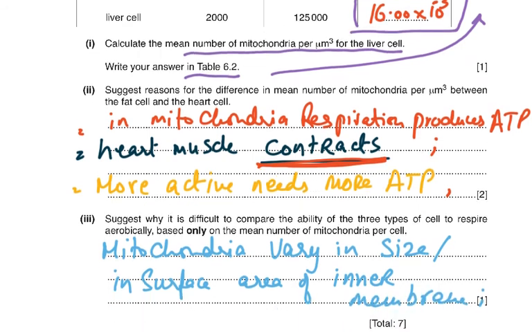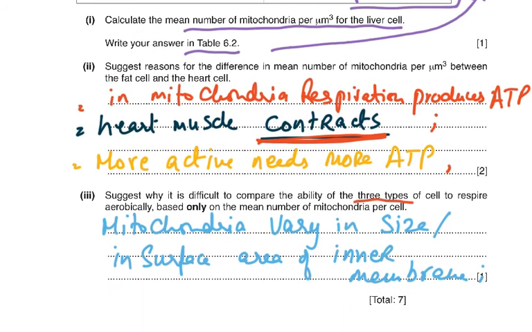Then it says, suggest why it is difficult to compare the ability of the three types of cells to respire aerobically based only on the mean number of mitochondria per cell. Yeah, because mitochondria vary in size, you might have 5 big mitochondria or 10 small ones. And also the surface area of the inner membrane is variable. So these are the things.